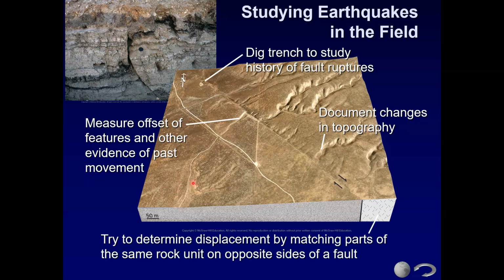The objective is to try to determine displacement along a fault system by matching parts of the same rock unit on opposite sides of a fault. So I can kind of do that here. Match these two up. They were once together, now they're apart. Something happened.